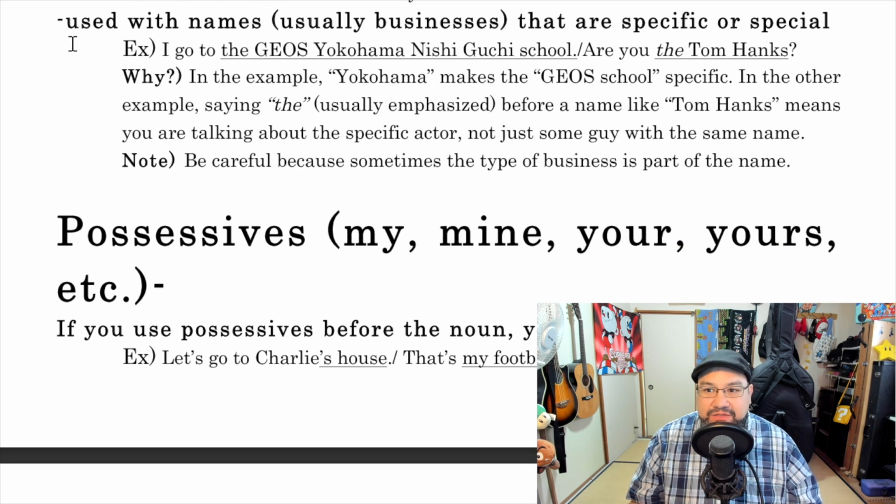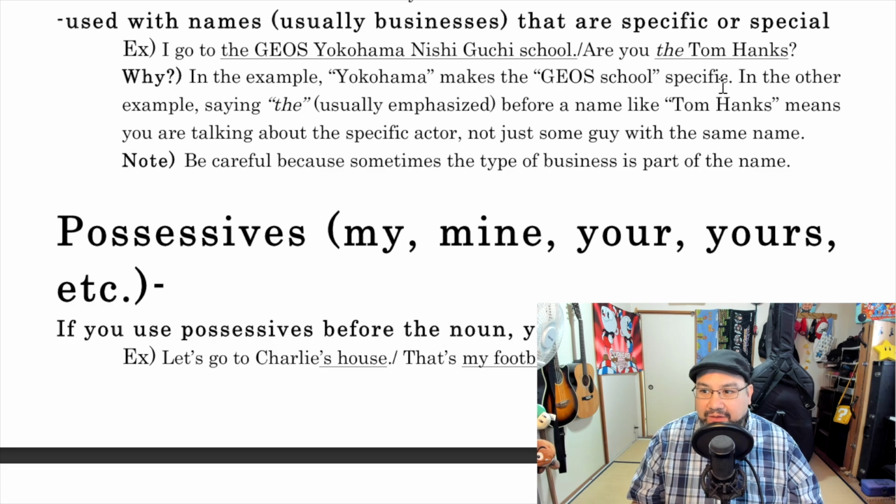Finally, very strange, the is used with names, usually businesses that are special or specific. Specific or special. For example, I go to the Gios Yokohama Nishiguchi School. Are you the Tom Hanks? So in the example, Yokohama makes the Gios school specific.